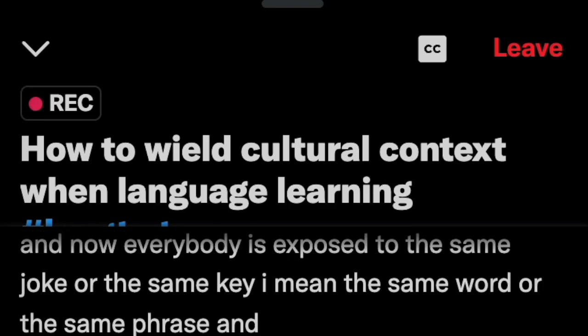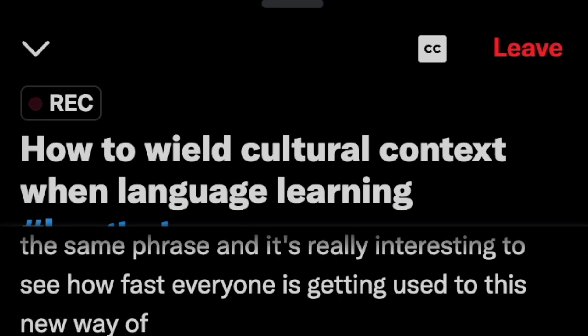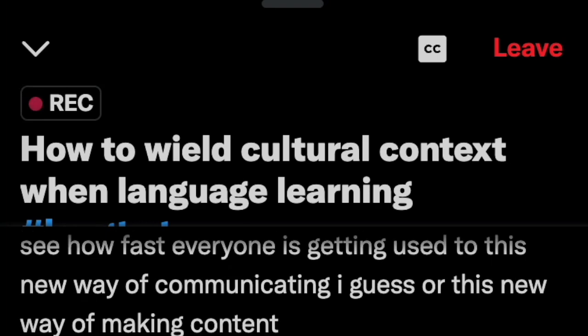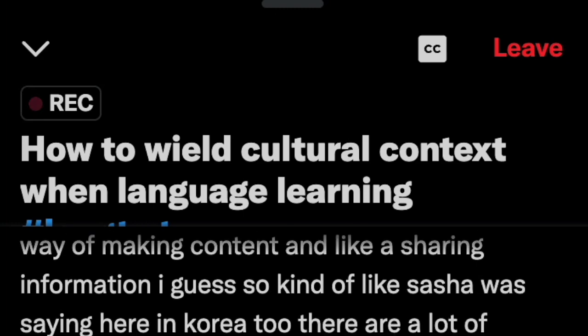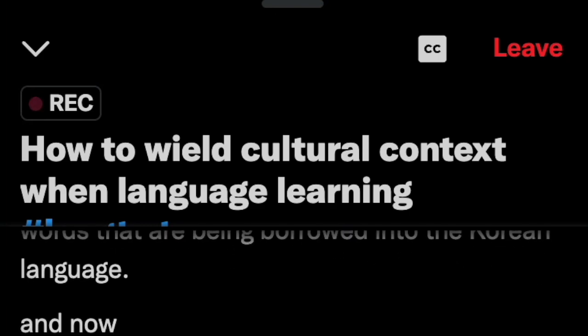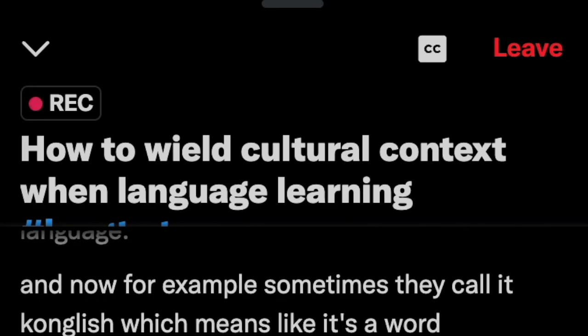And it's really interesting to see how fast everyone is getting used to this new way of communicating, or this new way of making content and sharing information. So kind of like Sasha was saying, here in Korea too, there are a lot of words being borrowed into the Korean language. Sometimes they call it Konglish, which means it's a word that's borrowed from English, but the meaning has completely changed.